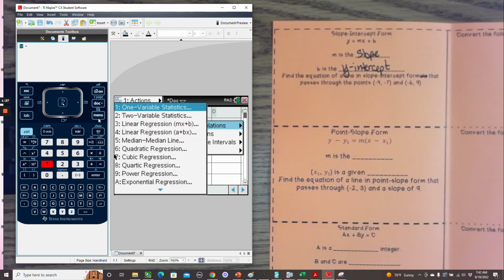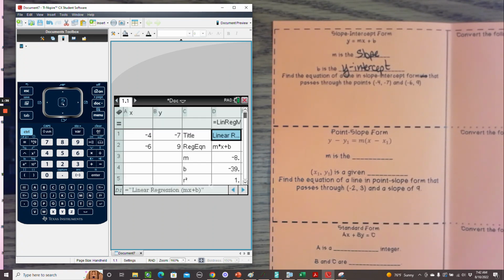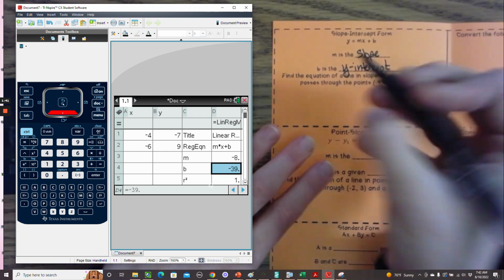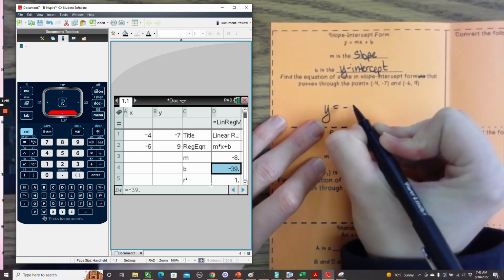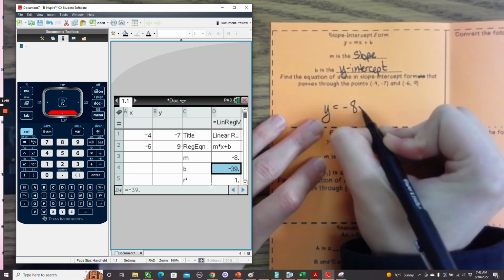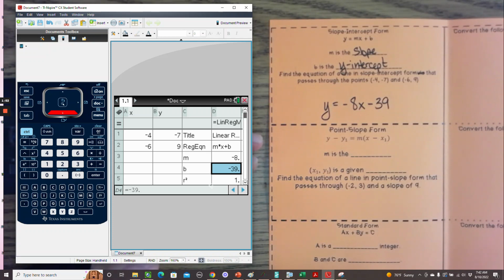And then what we can do, menu, 4, 1, and then it's going to be 3, this linear regression. Our X list, we labeled X. Our Y list, we labeled Y. Then we're just going to hit OK. And it gives me my slope, and it gives me my y-intercept. Oh, is it -8x? Yeah, -8x minus 39. M is slope, B is y-intercept.